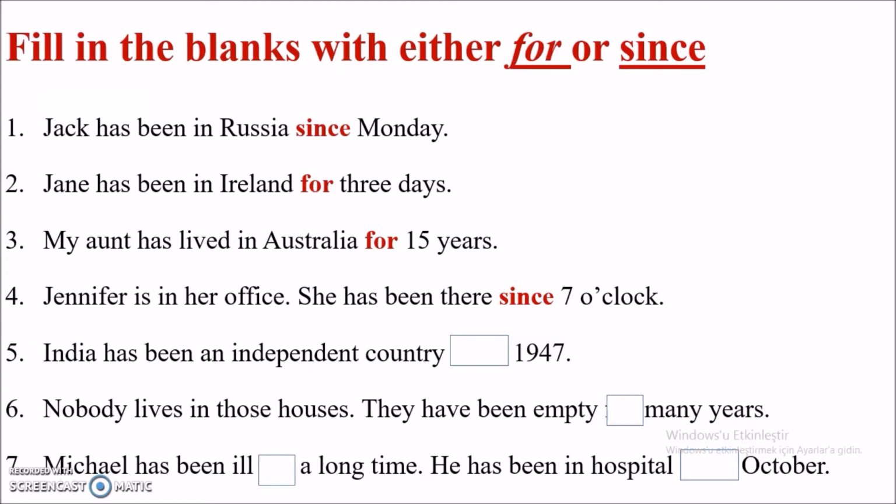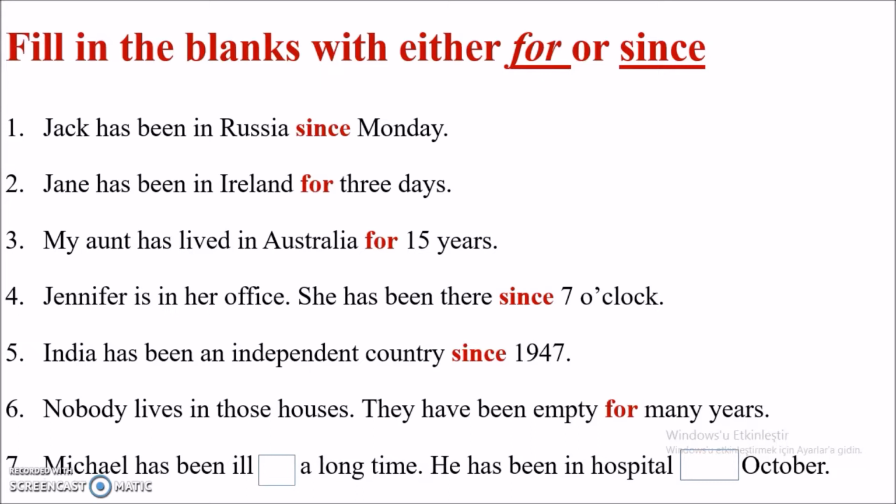Number 5, India has been an independent country since 1947 or for 1947. 1947 is an exact year that an action or a situation started. So I would say since here. Number 6, nobody lives in those houses. They have been empty for many years or since many years. I don't know when this started, but I know the duration of this situation. That's why I would say for many years.